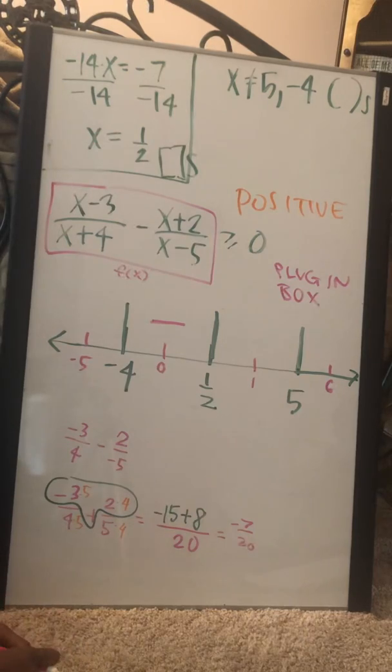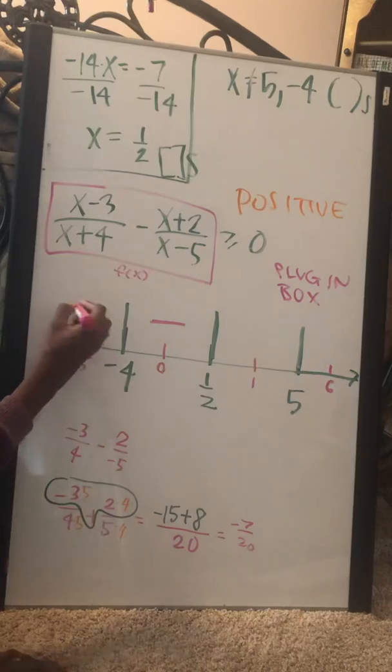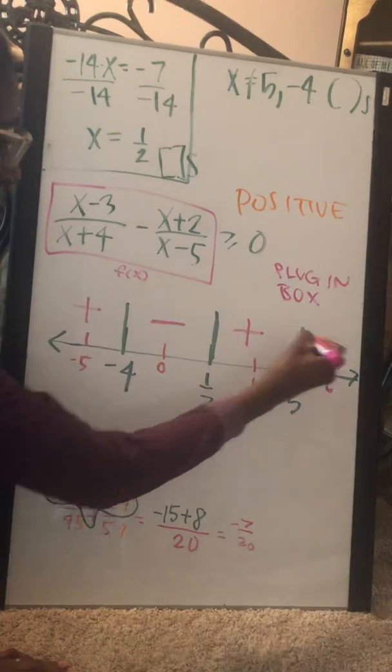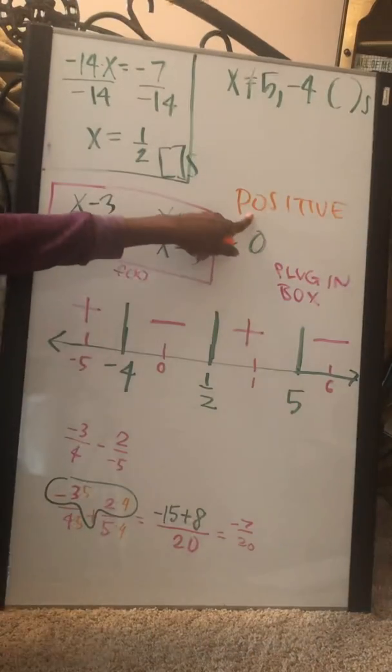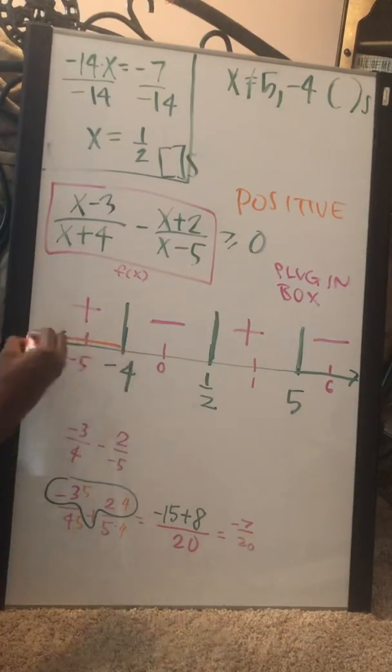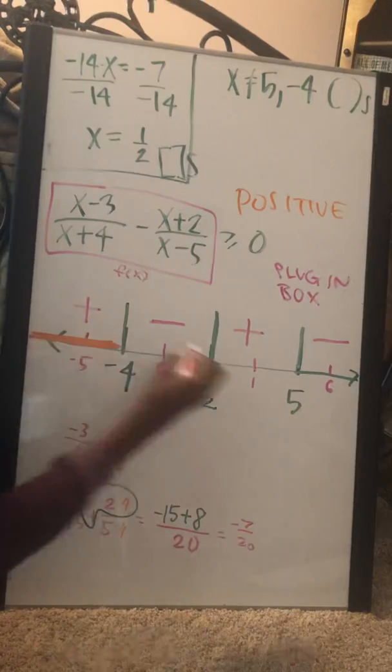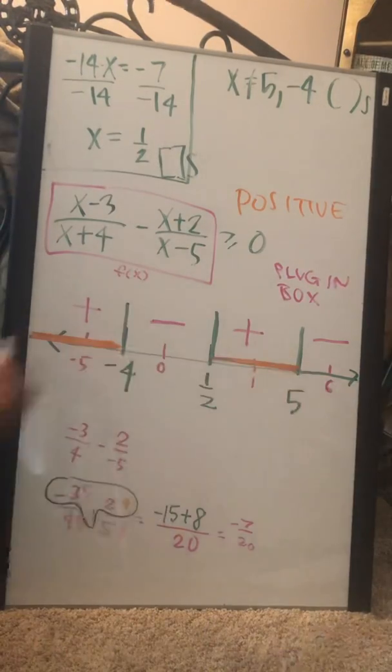All right, so hopefully you paused it. If you didn't, I'm about to tell you the answer. Okay, so this one's going to be positive, this one's positive, and this one's negative, okay? Cool, so we only want the positive answers, so we want from here to here, and in between this interval, okay?